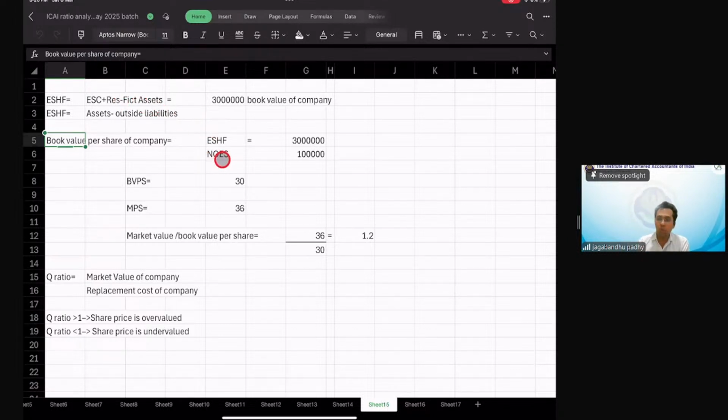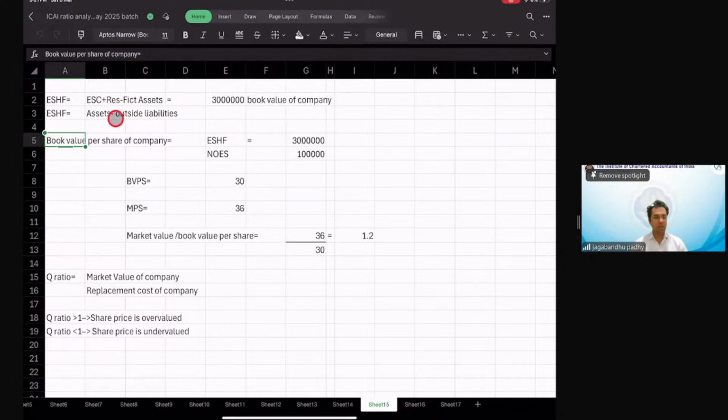So how do you know what is the owned funds that have been invested? Of course, we are talking of equity shareholders fund. So equity shareholders fund will be equity share capital plus reserves minus fictitious assets, or you can also say that it is assets minus outside liabilities, which is basically excluding the equity component. So let us say in the books of a company, equity shareholders fund stands as 30 lakh, which is the book value of the company.